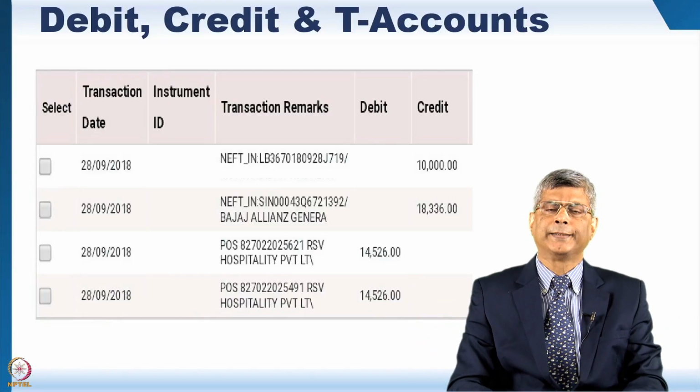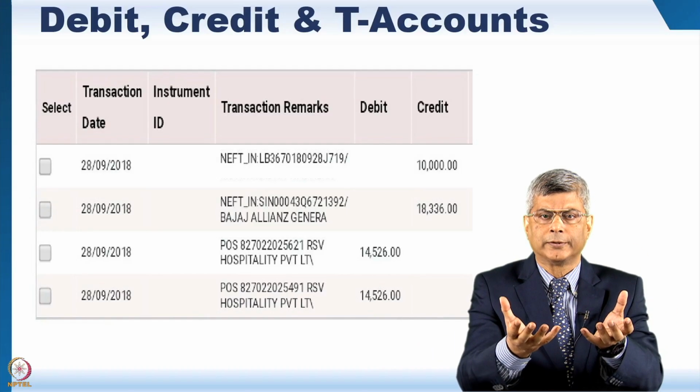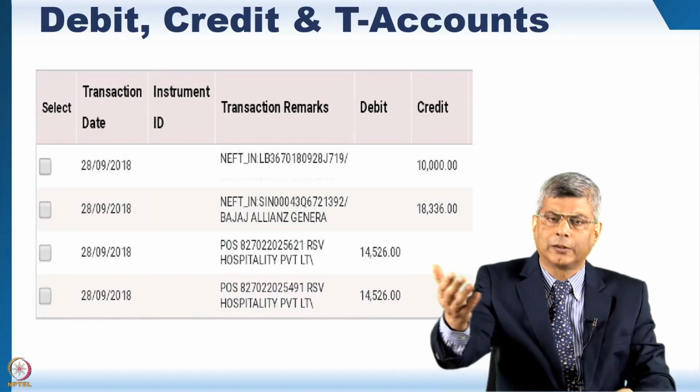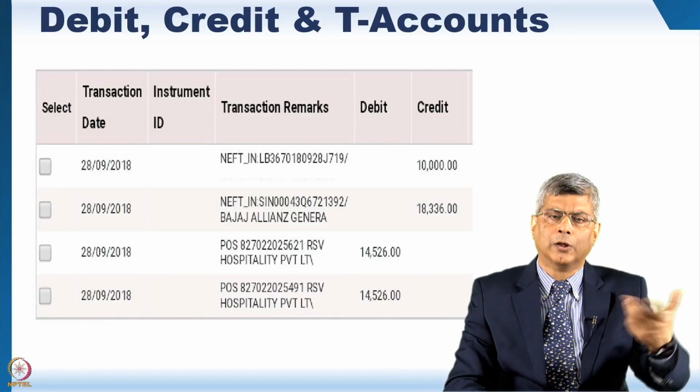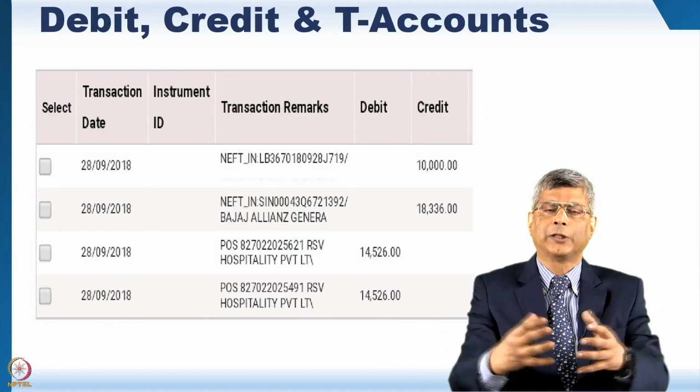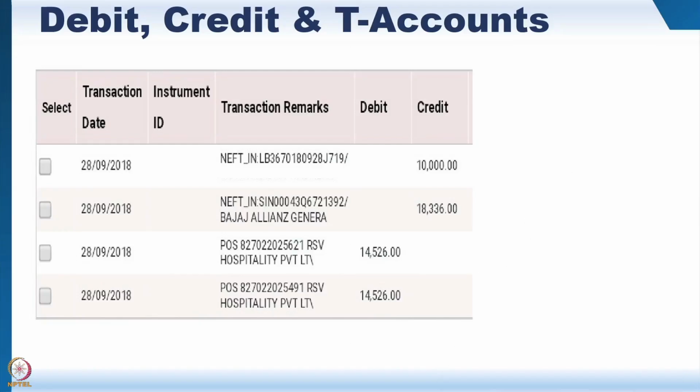So what has happened is that source documents, individual transactions, be it in your own life a salary coming in or interest coming in, or you paying a restaurant or buying a ticket, are all getting summarized into this statement, a T account statement.